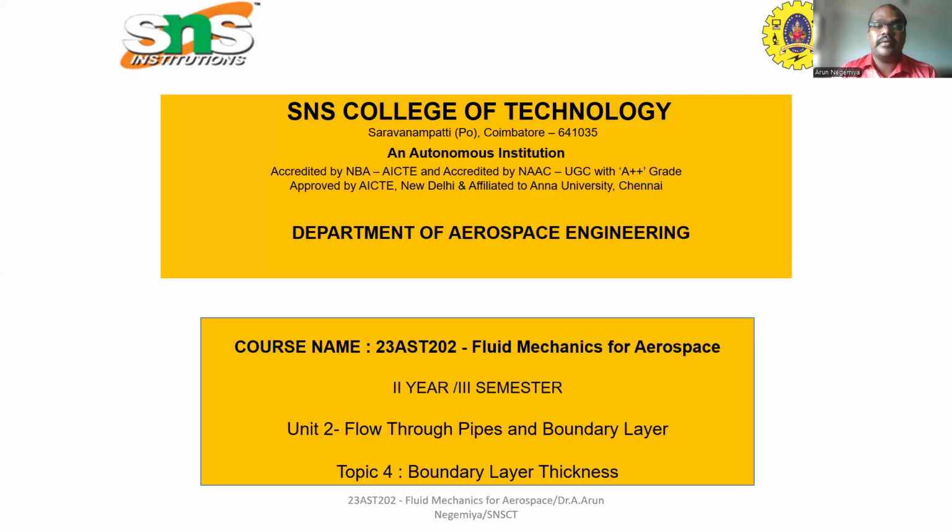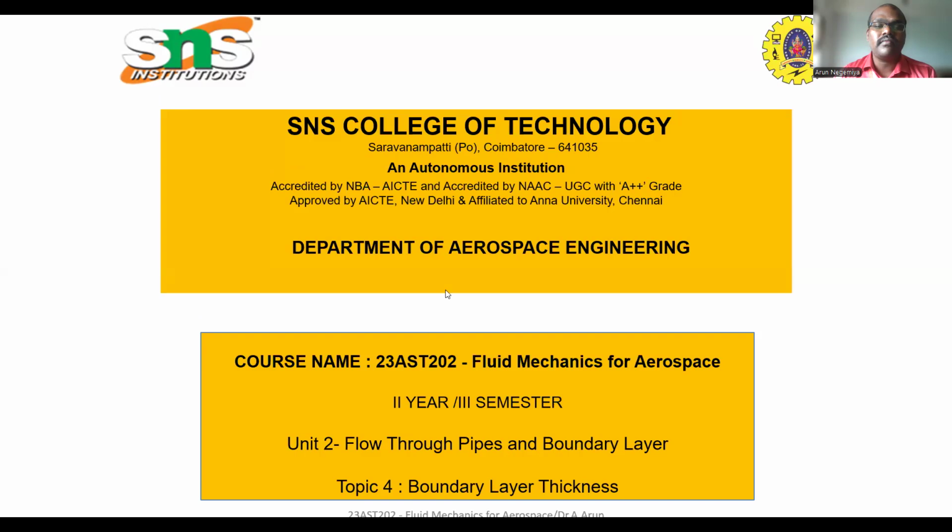Arun Nigam here. Today, I'm going to take one topic from fluid mechanics for the aerospace subject, and the topic name is boundary layer thickness. So, what is meant by boundary layer? We have discussed these things in the last session. Boundary layer means the boundary layer will be formed above a flat plate or some other solid region. We get two types of boundary layer: one is the laminar boundary layer, and the other is the turbulent boundary layer. Now we are going to discuss the boundary layer thickness.